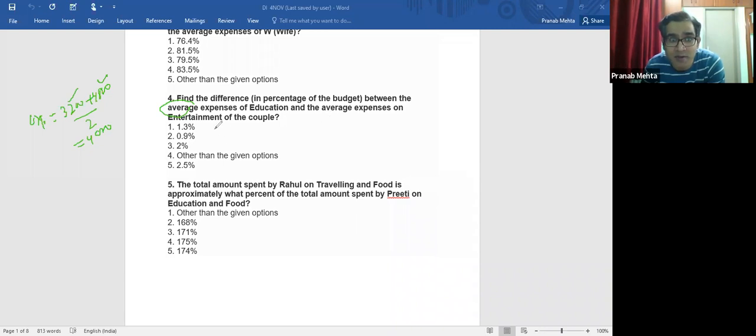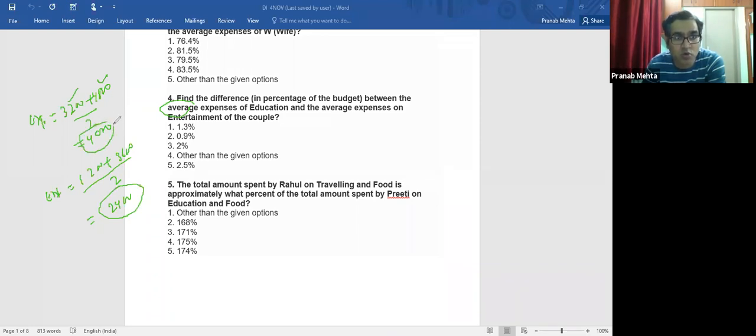Similarly, the average expense on entertainment. Go with the entertainment part. Entertainment average expense is 1,200 plus 3,600 divided by 2. So 1,200 plus 3,600 is 4,800. 4,800 by 2 is 2,400. So this is 2,400 and this is 4,000.